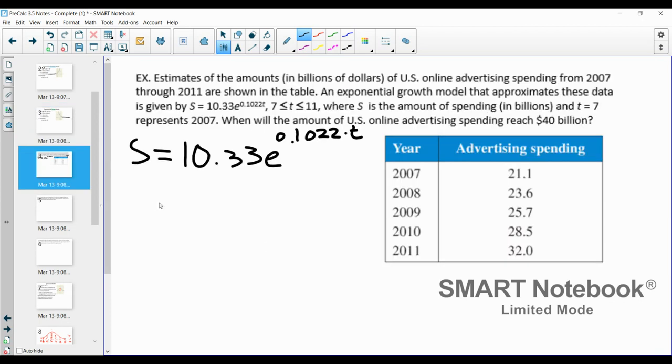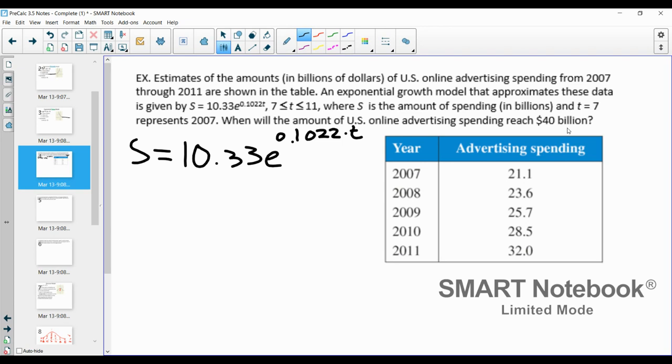So I'm going to start here again, and I'm going to use their equation. I'm looking for time, T, and I'm going to look for when the spending reaches $40 billion. Well, my spending is represented by this S. In 2007, my S was 2.1. In 2008, my S was 23.6. In 2009, my S was 25.7. And so in this case, we don't know T, but we know we want S to be $40 billion.